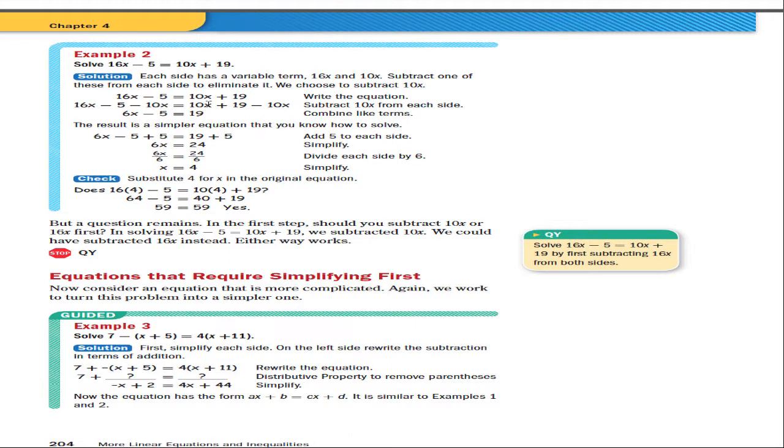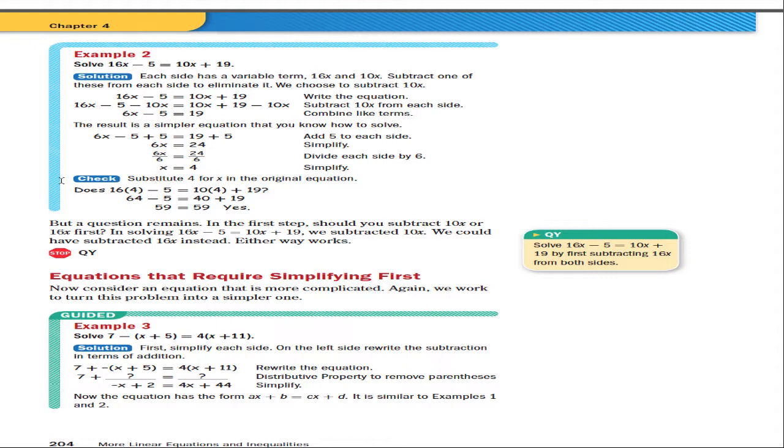So here we've got writing the equation, then we're subtracting 10x from each side. We're combining like terms. We simplify the problem, then we add 5 to each side, simplify that, divide by 6, and then simplify. This is a complete solution. Again, try to align equal signs as much as you can. Work in a column format like this.